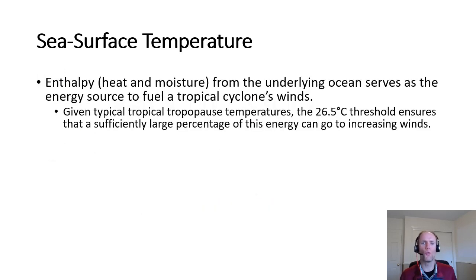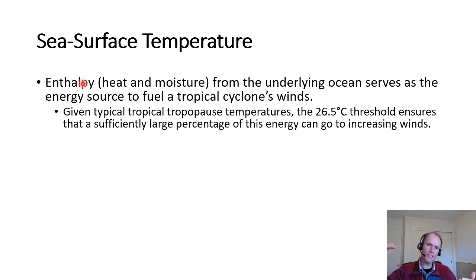So we can ask why? Why do we need such warm ocean waters to have a tropical cyclone form? So the first part is that the warm ocean waters are the heat and moisture source, the energy that fuels a tropical cyclone's winds. We call this enthalpy. It is a combination of heating, so it's related to temperature, and moisture, so it's related to specific humidity here.